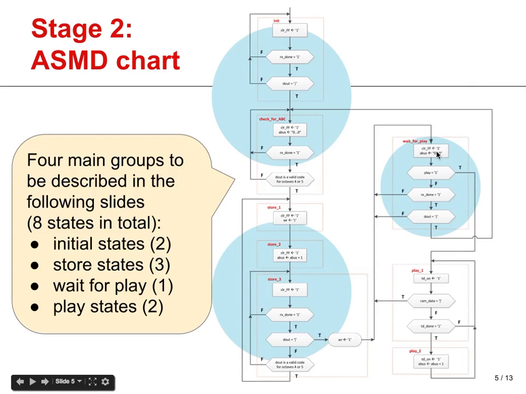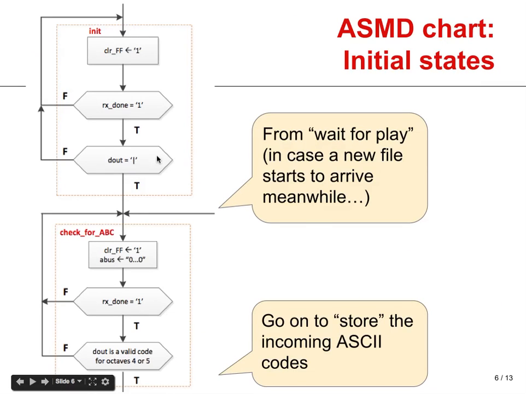And in the wait for play signal, we will wait for the play button to be pressed, or otherwise to receive the indication that a new file is starting to arrive, in which case we go back to the check for ABC state. When the play button is pressed, we will move into the play states, and in the play states we will simply send every ABC code in sequence to the output. We will now take a look at each of these groups of states in sequence.